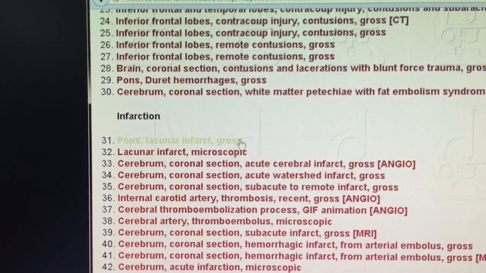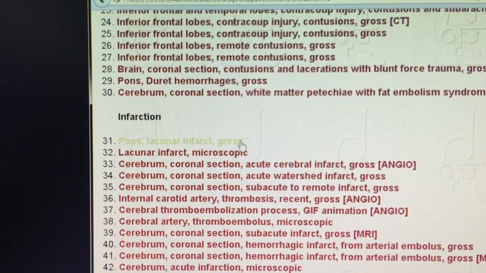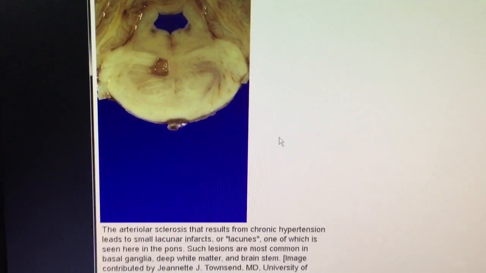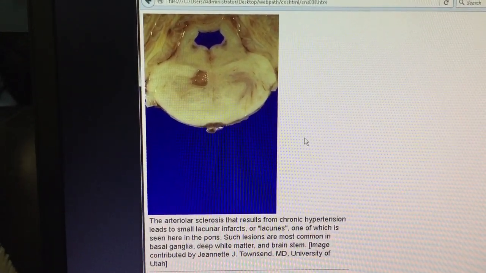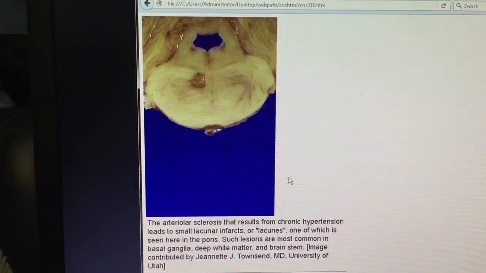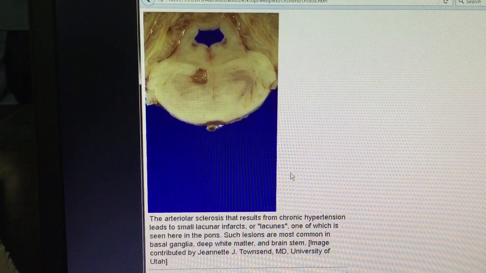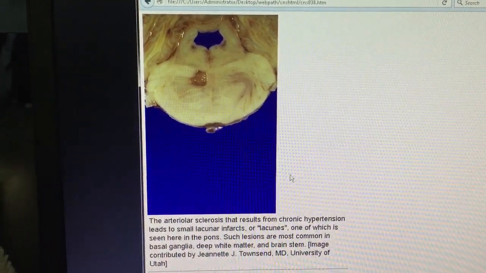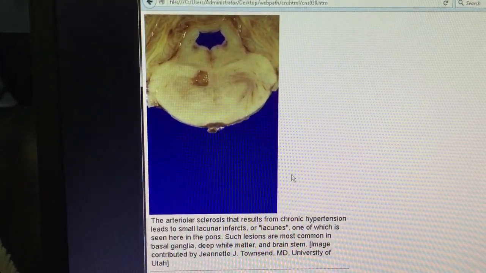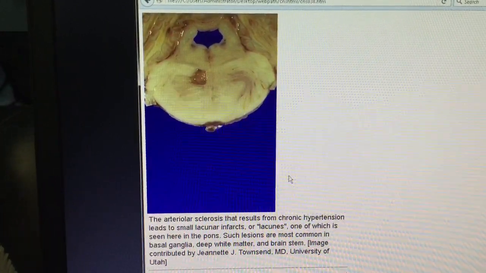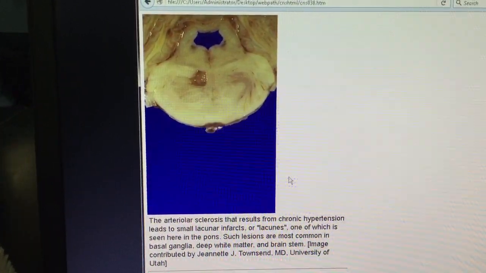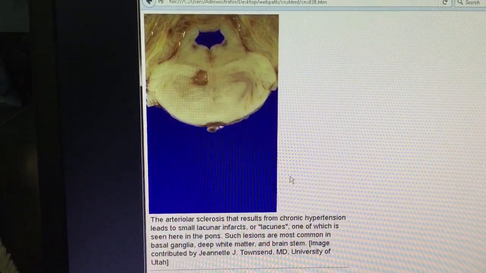So we talk about hemorrhage, now we'll talk about infarction. Usually the infarction is caused by thrombus formation or thromboembolism, okay? Or it can also be caused by hypertension, leading to occlusion of the blood vessel. If it is chronic hypertension, we mentioned that hypertension can lead to hemorrhage, and now we can say it can lead to infarction.